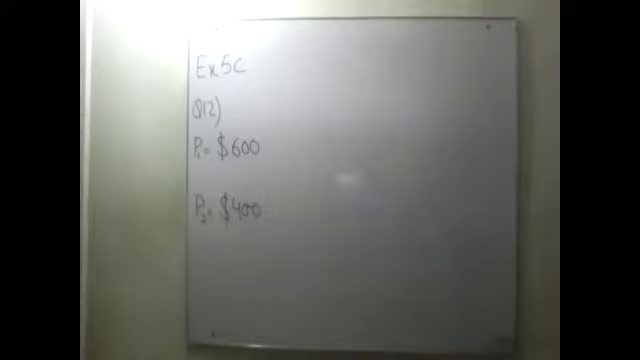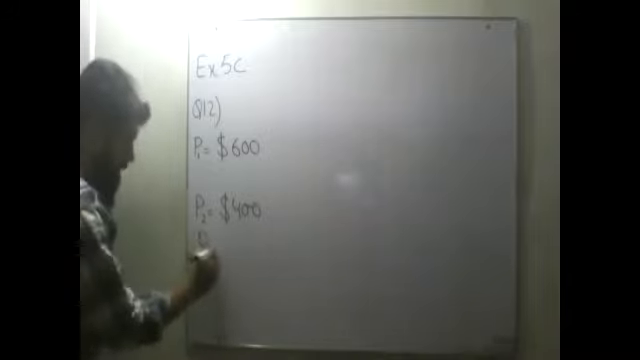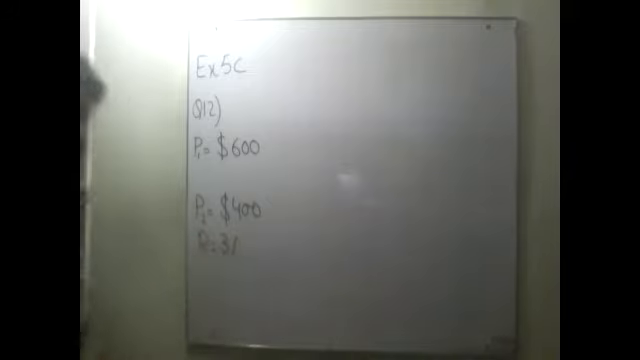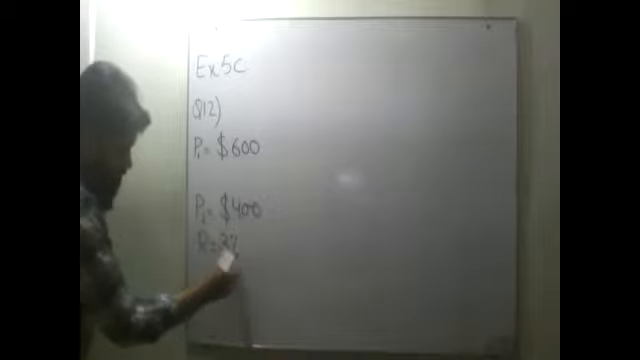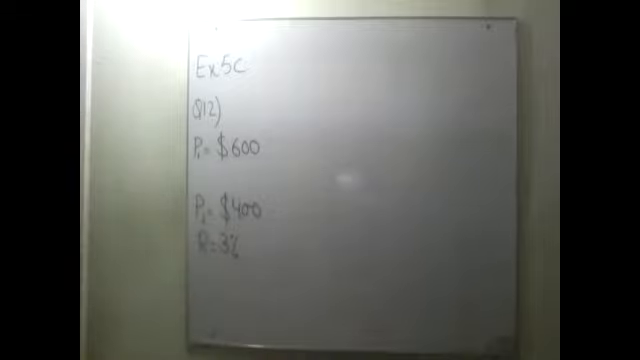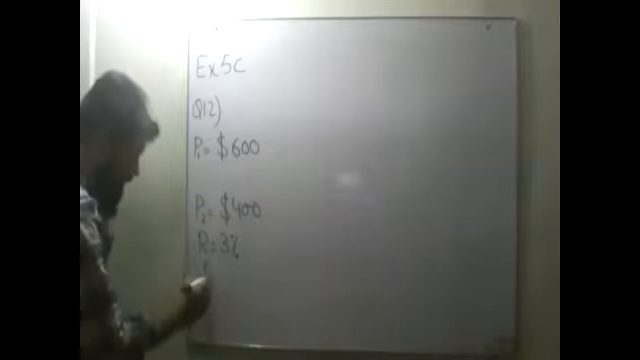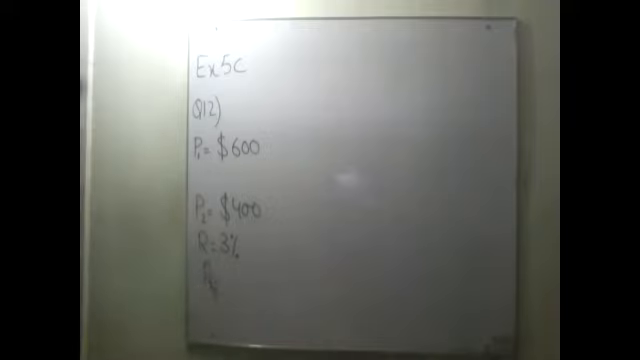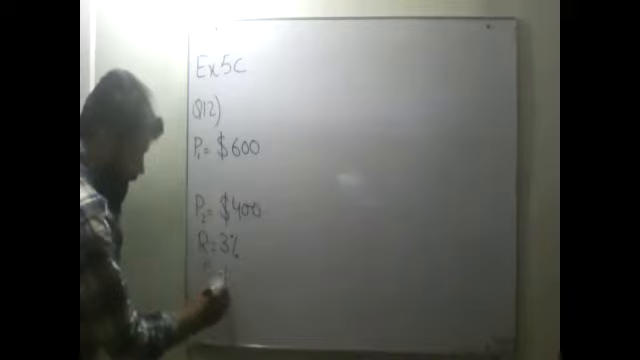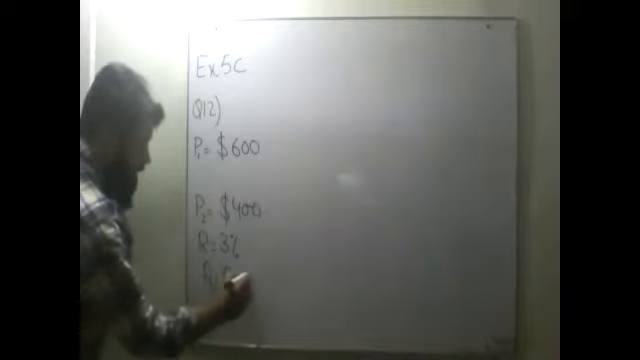The bank offers 3% per annum interest rate. Rate is given to us as 3% per annum. Find the total amount that he received at the end of December. Okay, I have to find the total amount. That will be, I have to find A1 and A2. Total amount I have to find.